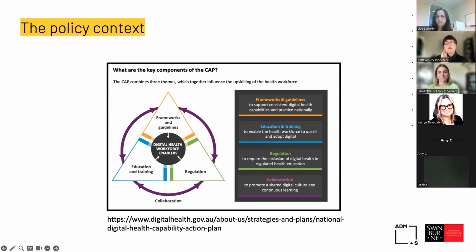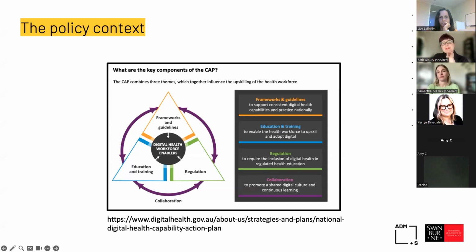So this project, quite fortuitously, has coincided with the development of a national policy framework, which is intended to, I guess, instrumentalize the Digital Health Capability Action Plan, which was developed by the Digital Health Agency and is being rolled out through a range of consultations with the sector as we speak. This is a framework intended to upskill the health workforce in the broadest sense, so practitioners, researchers, educators, clinicians, anyone you might think of, to work with data-driven digital technologies in a kind of continuous learning process.